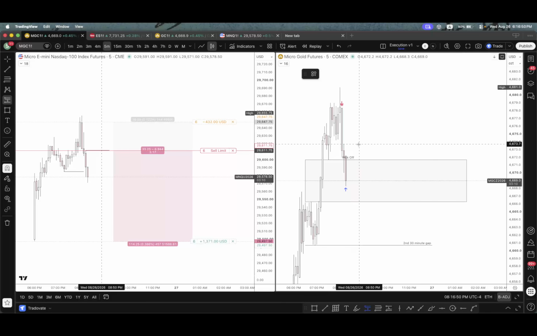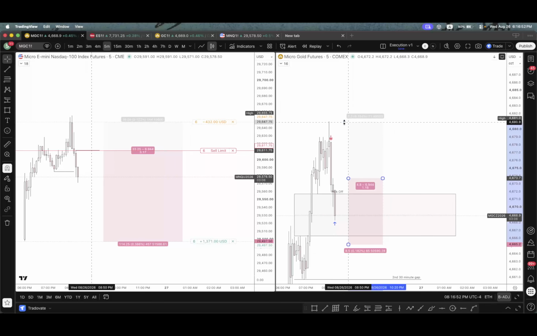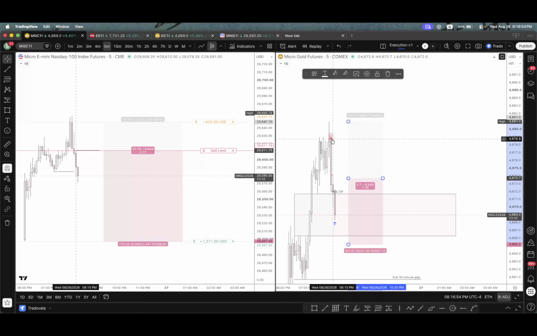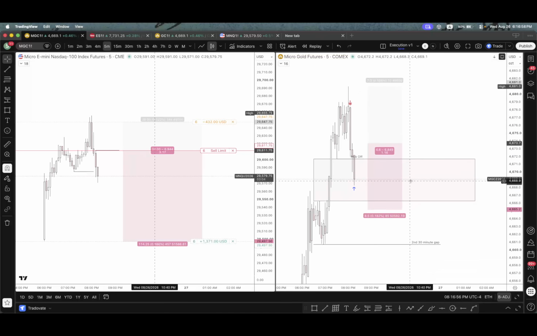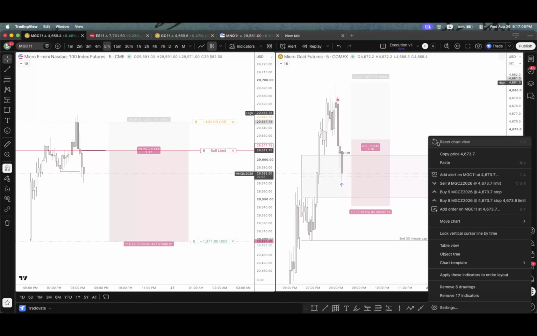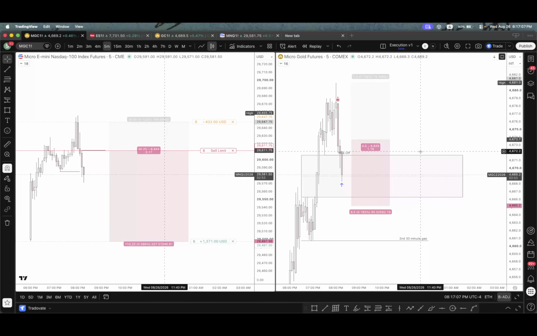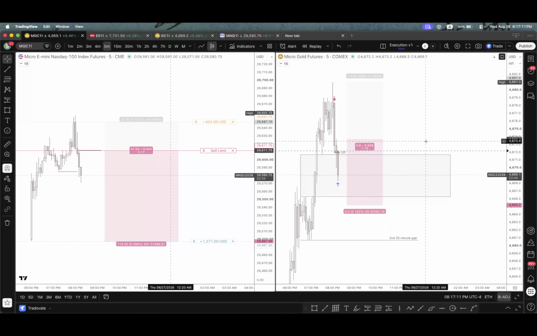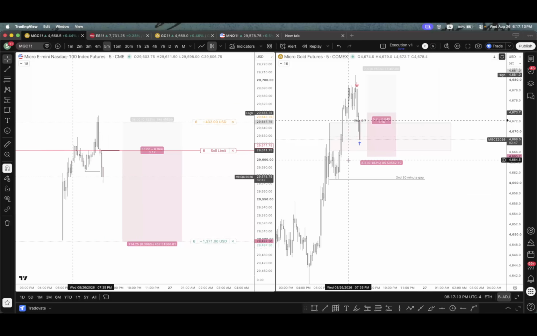Because that basically validates the narrative, like we're still going down, right? If we close through the CE, but then we just kind of mitigate this again, that's another thing that could happen. So if this does happen, I'll actually put an alert right here, because the market's pretty hot on GC right now.